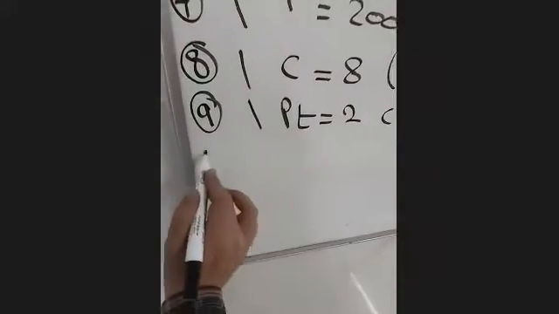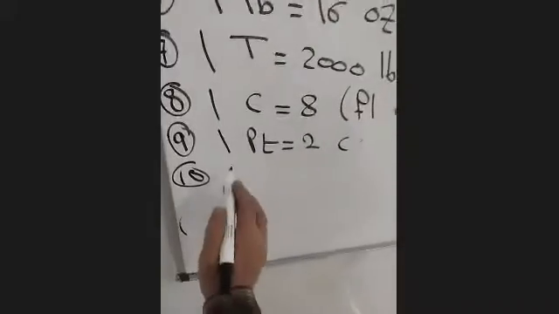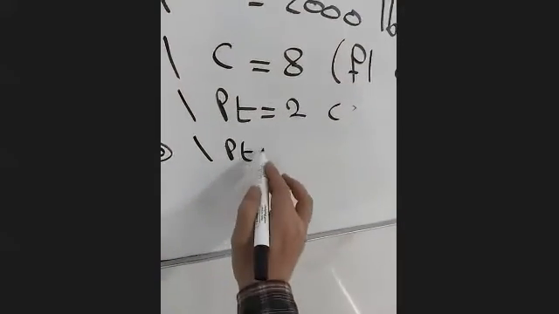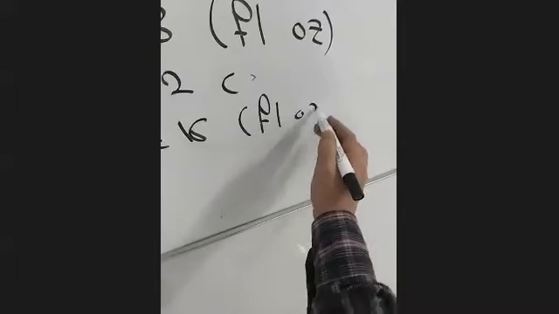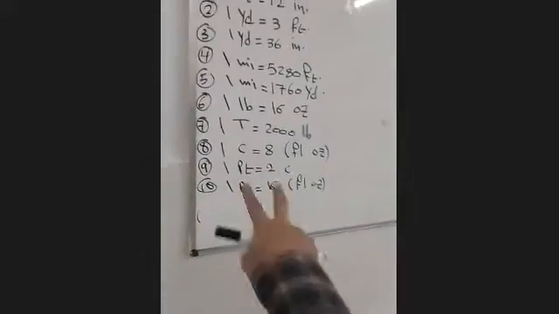Number 10, what do we have in this lesson also? Each 1 pint equals 16 fluid ounces. I separated them.